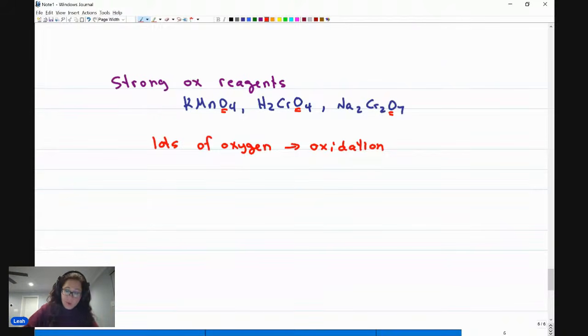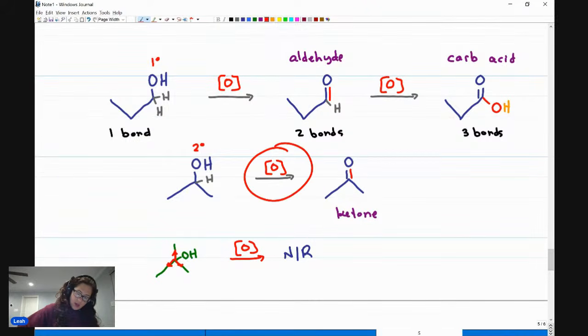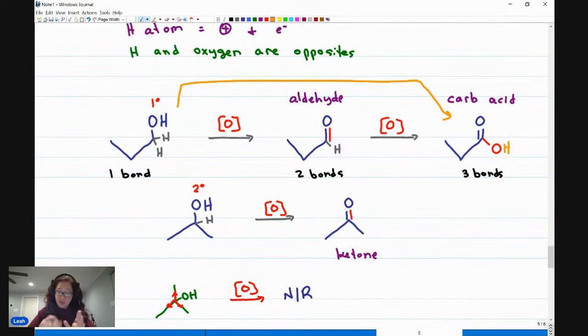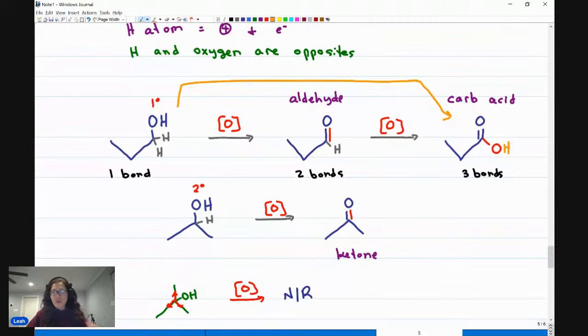Reduction, no lots of oxygen. A strong oxidizing reagent will take the secondary alcohol to a ketone, and the primary alcohol will go all the way to a carboxylic acid. It does not stop at the intermediate, at the aldehyde. If you want to stop at the aldehyde, you have to use a very specific reagent. You have to use a weak reagent.